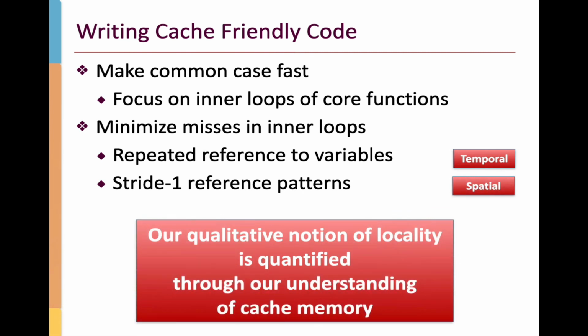In summary, our qualitative notion of locality, the general idea of spatial and temporal locality, gets quantified when we think about how that locality maps down to our understanding of what takes place in the cache. This shows the utility of being able to think about what's happening under the hood as we write our code at the source level. If we really understand what's happening in the cache, we can write our source code in a way that ensures we get good locality when the code actually runs on the hardware.